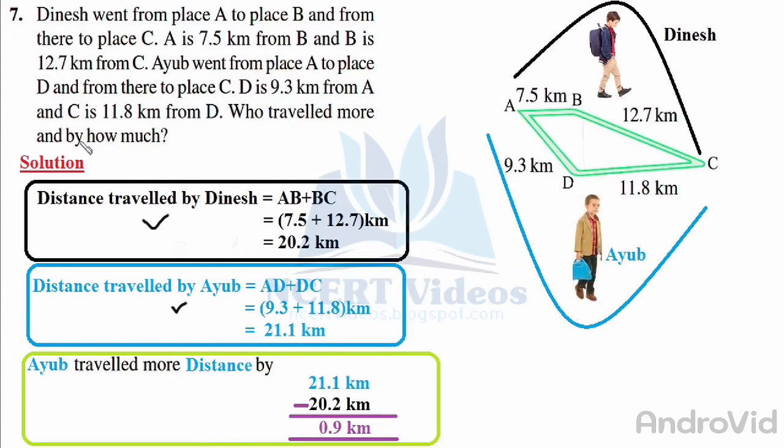The question was asking by how much. Therefore you subtract it. So below the decimal you have to borrow. You have to borrow 1. It becomes 11. 11 minus 2 is 9. And since it was borrowed, it becomes 0. So 0, 0. And 2 minus 2 is again 0. So the distance traveled by Ayub is 0.9 kilometer more as compared to Dinesh. So this was question number 7.